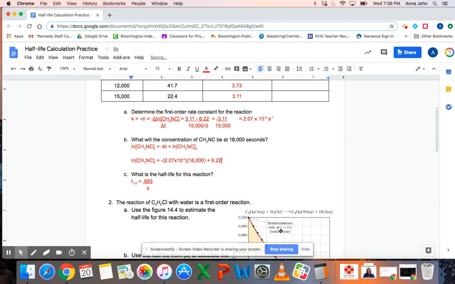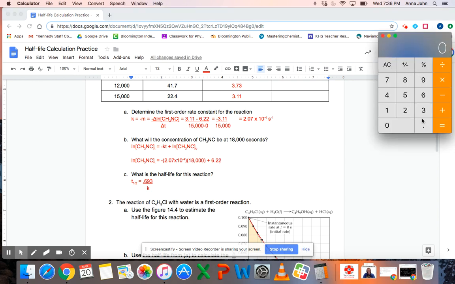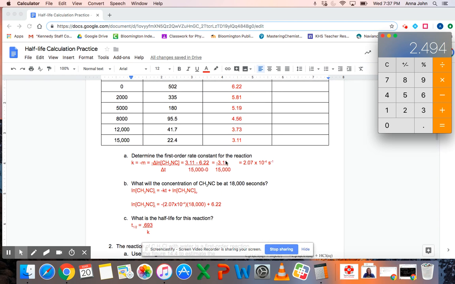So I'm going to do my math again. I'm going to take 2.07 times 10 to the negative 4th, or 0.000207, times 18,000, and I'm going to put that negative in there, plus 6.22. And that is going to give me the natural log of the concentration.